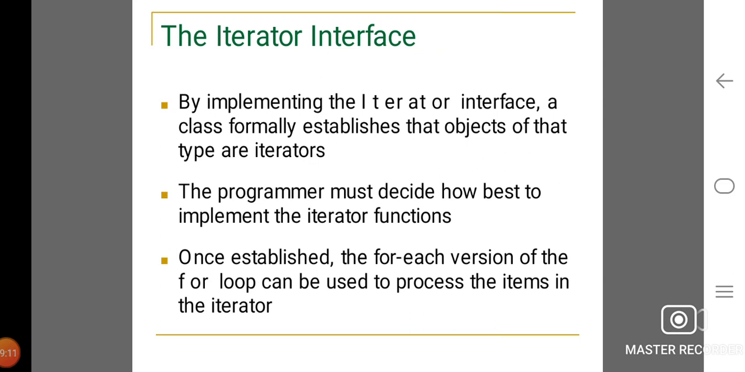By implementing the Iterator interface, a class normally establishes that objects of that type are iterators. The programmer must decide how best to implement the iterator functions. Once it has been established, the for-each version of the for loop can be used to process the items in the iterator.